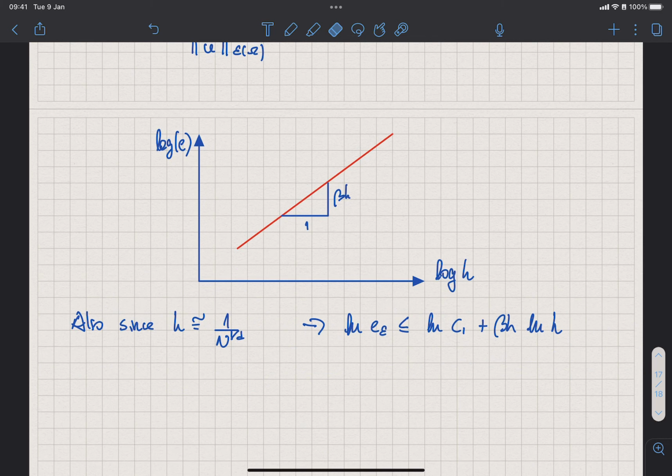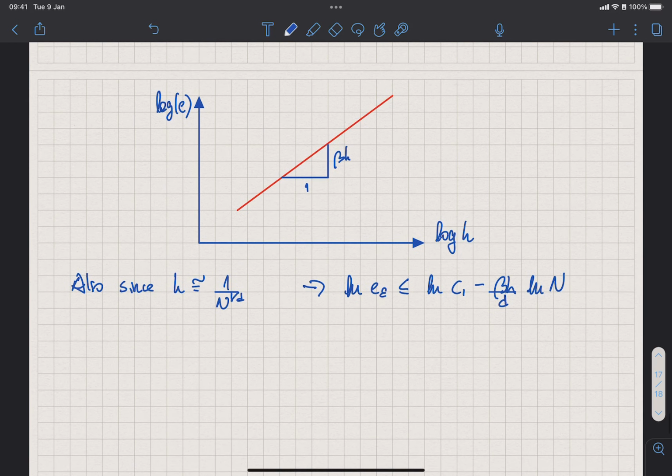Now I'm going to get this guy and these guys. I'm going to change the sign of this, and then this is going to be divided by d. And then is the natural logarithm of the number of degrees of freedom. So I have only inverted the slope if I express this in terms of n, right?